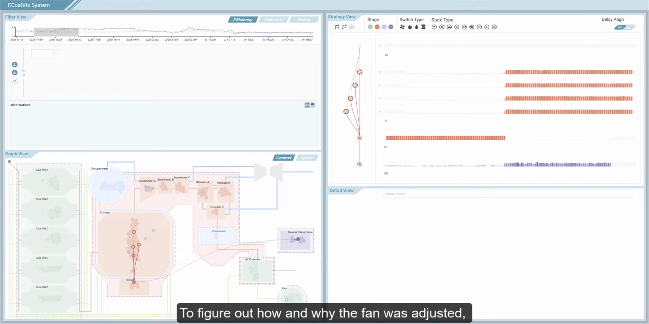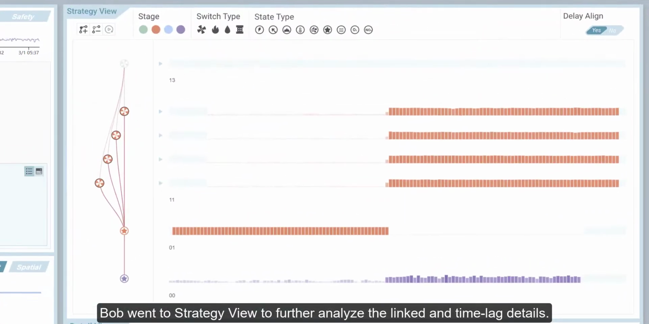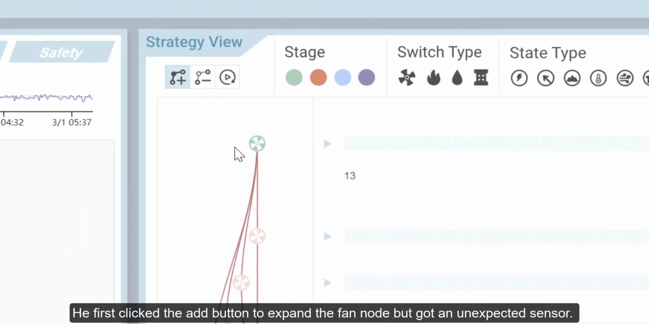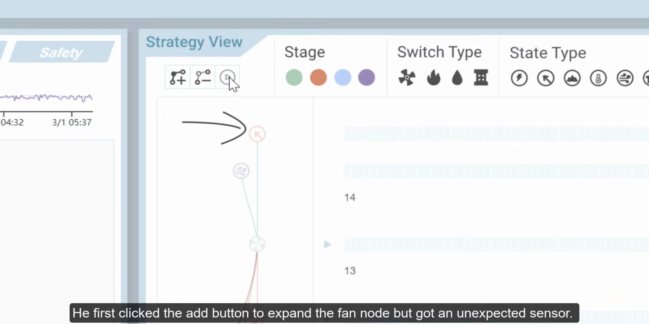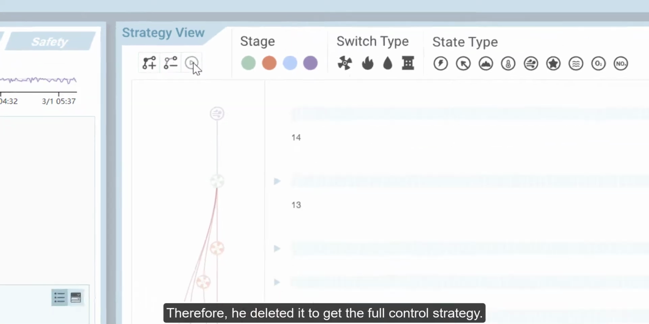To figure out how and why the fan was adjusted, Bob went to strategy view to further analyze link and time lag details. He first clicked the Add button to expand the fan node, but got an unexpected sensor. Therefore, he deleted it to get a full control strategy.